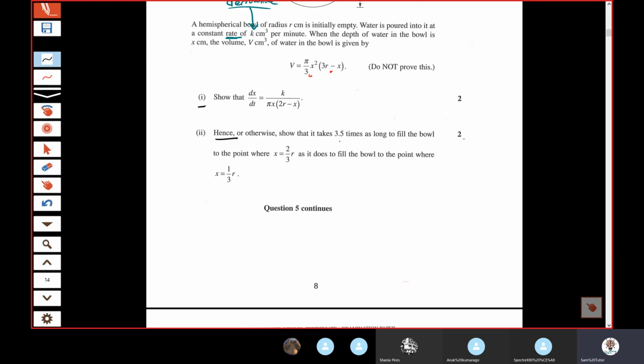Hence or otherwise, show that it takes 3.5 times as long to fill the bowl to the point where x is 2/3 r as it does to fill the bowl to the point where x is 1/3 r. All right, what do you guys think you're going to do? It takes 3.5 times as long to fill the bowl to a point where this. What are you going to do? Stop reading into it too much. Trust me. Hence.